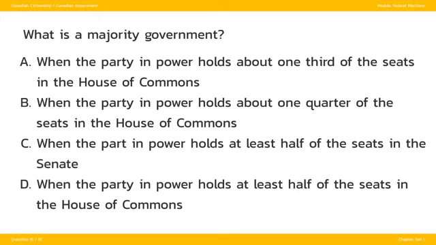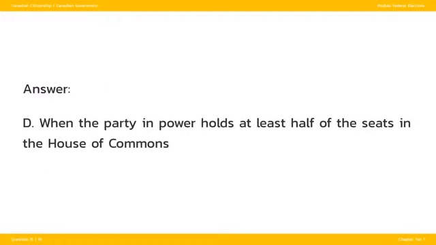What is a majority government? A. When the party in power holds about 1/3 of the seats in the House of Commons. B. When the party in power holds about 1/4 of the seats in the House of Commons. C. When the party in power holds at least half of the seats in the Senate. D. When the party in power holds at least half of the seats in the House of Commons. The answer is D. When the party in power holds at least half of the seats in the House of Commons.